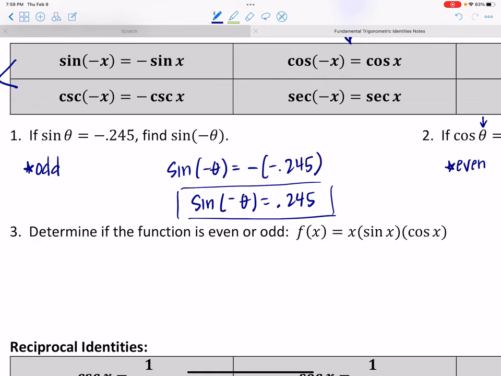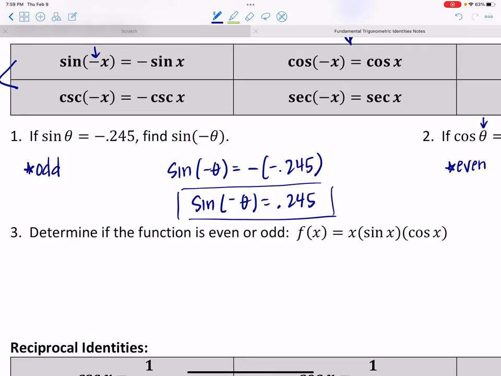Okay. How do I determine if this function is even or odd? So we said if we replace our input with a negative input and it makes the output negative, it's odd. If it doesn't change, then it's going to be even. And so that's what we're going to do. We're going to replace our input x with a negative x, and then see what the result is.